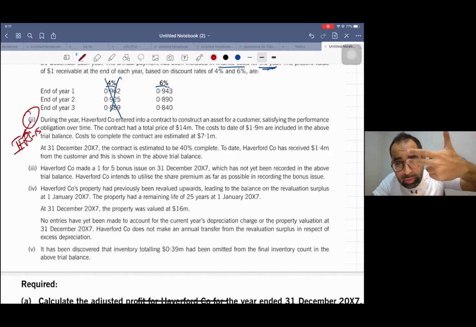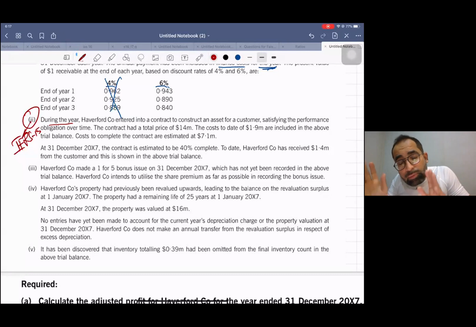Always use total revenue and total estimated cost. You will find things ready-made. During the year, Haverford Company entered into a contract to construct an asset. See, the good news is during the year, that means we signed the contract this year. This is not the old contract like the previous question, Dugan Company.